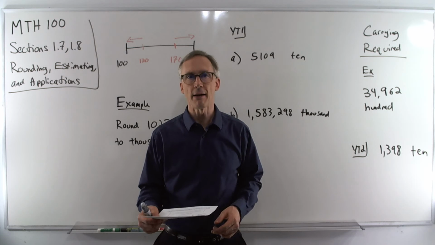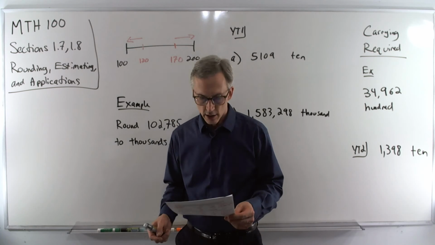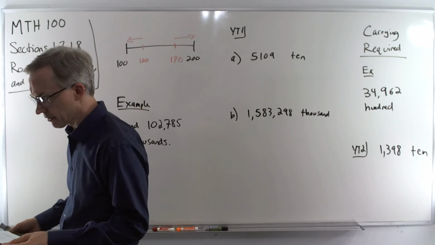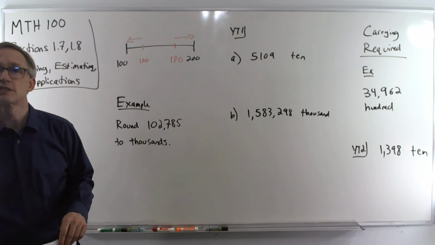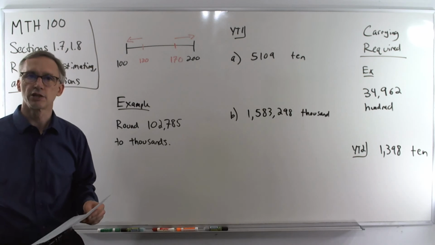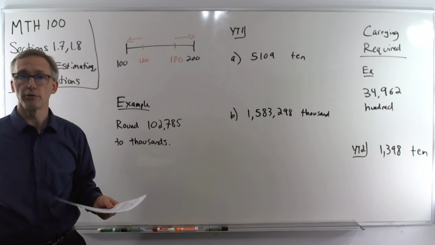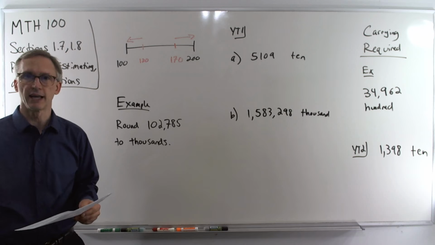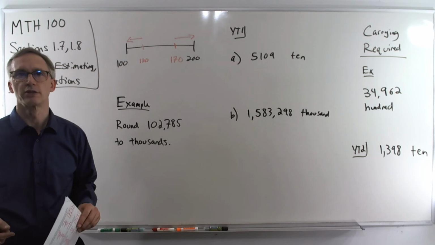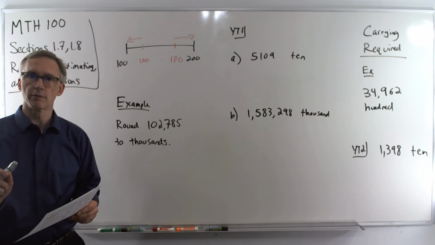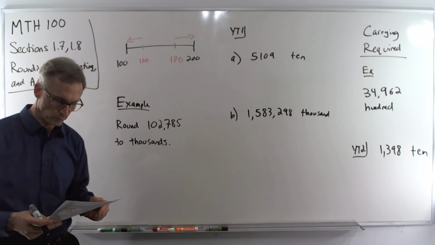Rounding, estimating, and applications. Suppose that a member of the Green Bay Packers management would like to estimate the attendance of all the home games during a season. You can see in the table a list of all the home games and the attendance. We could go through and just add up all those numbers and get an exact answer, but we just want an estimate. So it'll be a lot faster to round each of those numbers and then add them together.